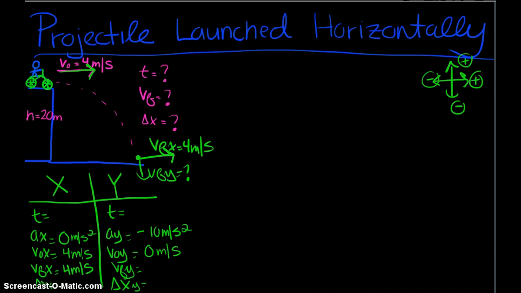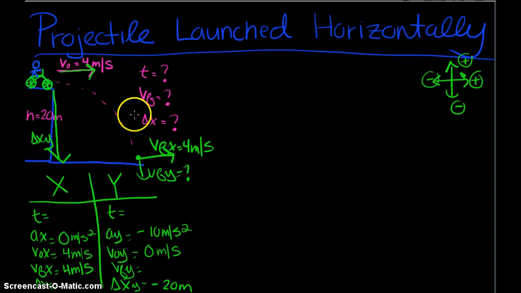Okay, any other values that I know here? Yes, I know this 20 meters is his displacement in the y, but I need to really think about this. If he starts at the top and he finishes at the bottom, then his displacement in the y in terms of a vector looks like this. So although the height is 20 meters, the displacement in the y is -20 meters because he falls downward.